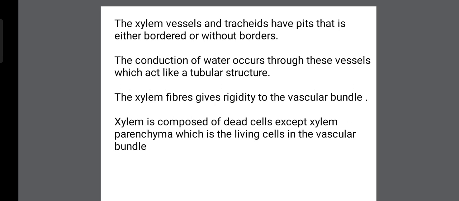Now, the conduction of water occurs through the vessels, which act like tubular structures. As they are dead cells, they don't have any functioning, so they help in the conduction of the water through the entire plant body. So, they give rigidity to the vascular bundle. Which one? The xylem fibers. So, xylem is composed of dead cells except the xylem parenchyma, which is a living cell in the vascular bundle. Within the xylem, the only living cell that you can find is the xylem parenchyma.